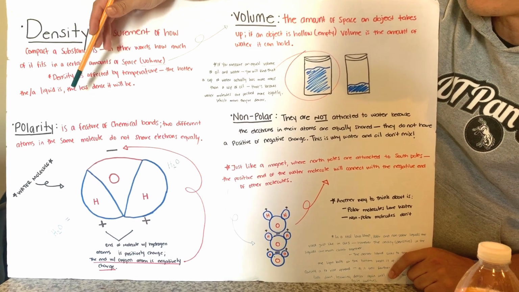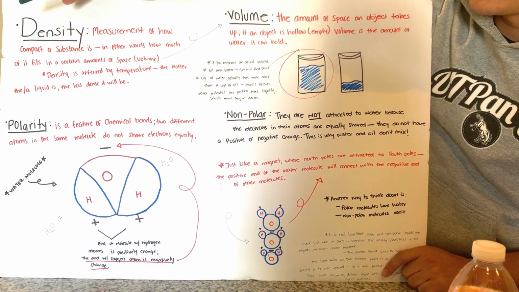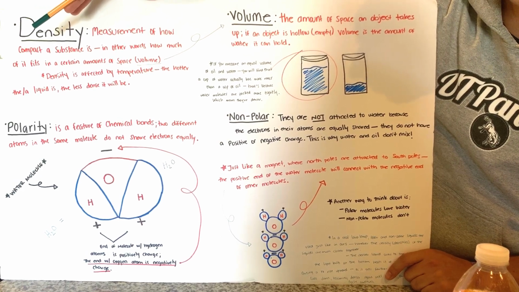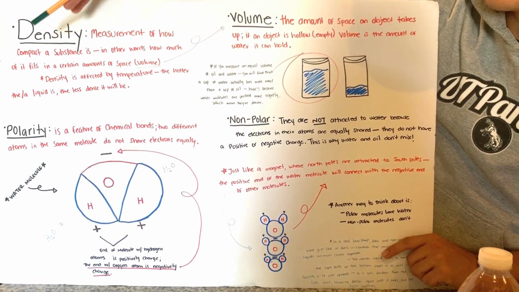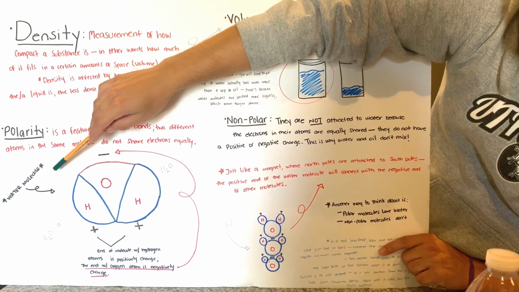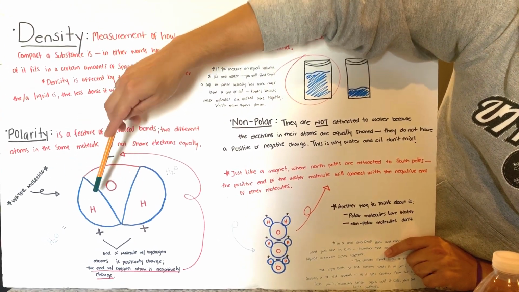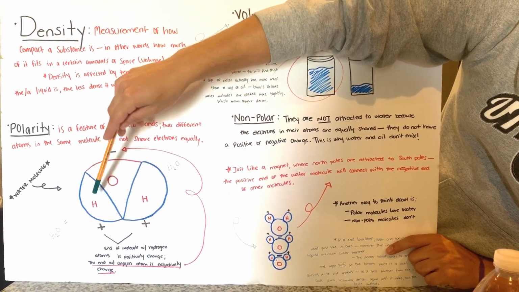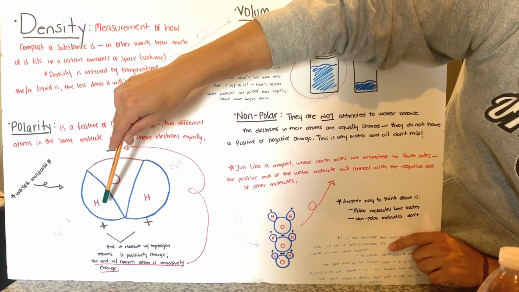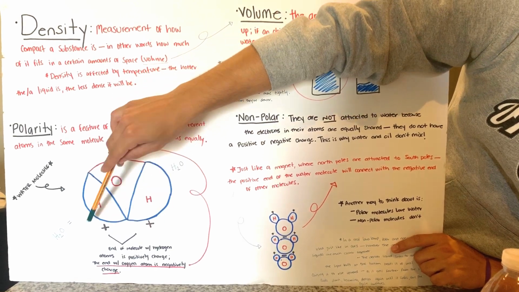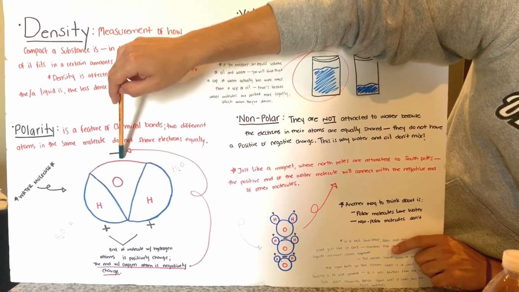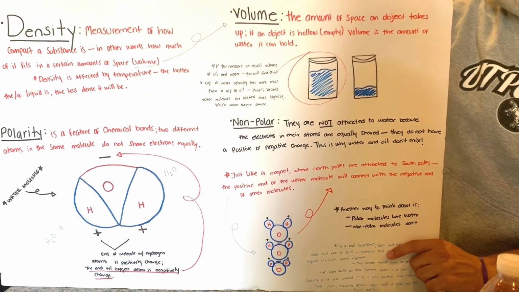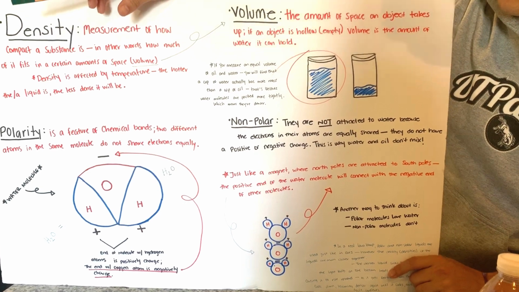Polarity, on the other hand, is a feature of chemical bonds. So what that means is that two different atoms in the same molecule do not share electrons equally. So look at the water molecule. In the water molecule, you can see the two hydrogen atoms and the oxygen atom. At the end of this molecule, you can see that the hydrogen atoms contain the positive charge, and on the other end, the oxygen contains the negative charge, thus allowing polar molecules to mix with each other and interact.